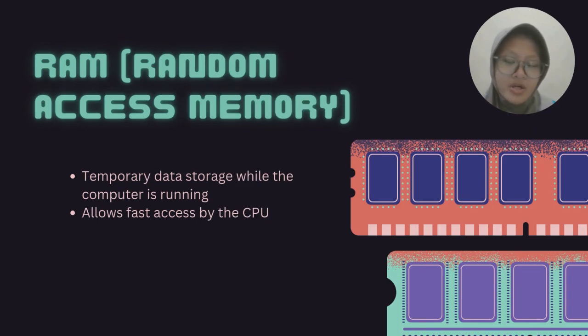Random access memory, or RAM, is the place where data and instructions are stored temporarily while the computer is running. Unlike permanent storage, RAM is fast but volatile. It only holds data while the computer is on. The more RAM a computer has, the more efficiently it can multitask and run large programs without slowing down.